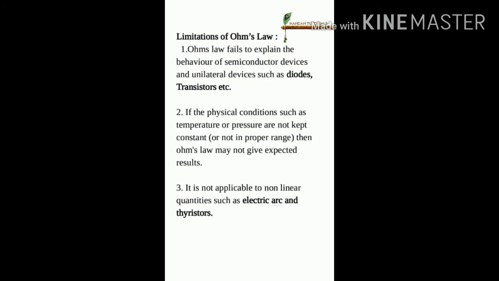Coming to the third point, Ohm's law is not applicable to nonlinear quantities. Nonlinear quantities means the relationship between the current and voltage is a nonlinear function, means the graph may be a curve. And examples of nonlinear elements are diode, electrical arcs, thyristor, etc.